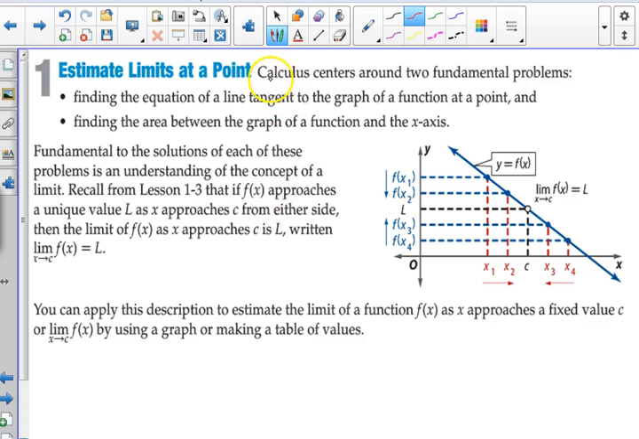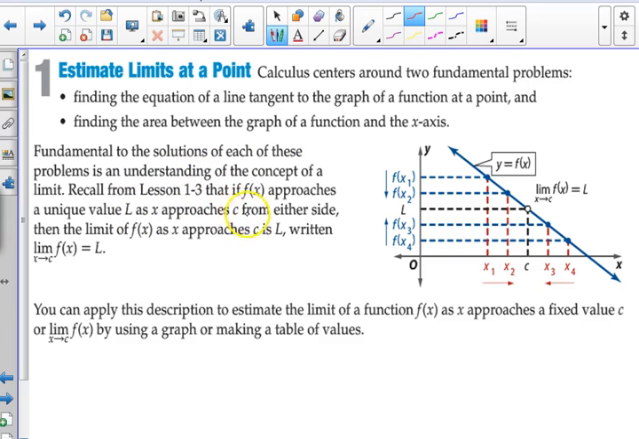All right, so when you get to calculus, there's basically two things you spend a ton of time doing. Finding the equation of a line tangent to a graph at a particular point, and all the reasons you would need to do that. And then finding the area between the graph of a function and the x-axis, and lots of applications of when you would need to do that. So limits have to do with those, okay? To solve these two kinds of problems, you have to understand what a limit is.